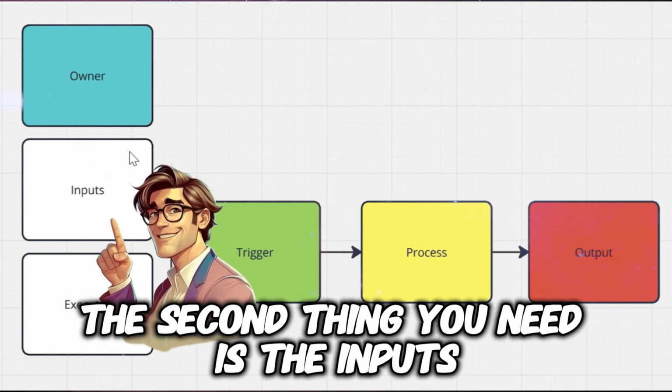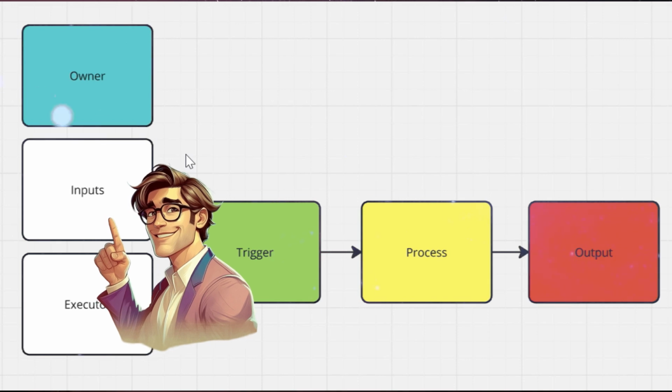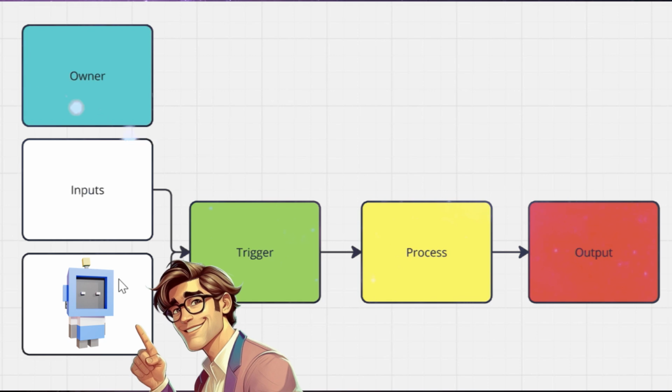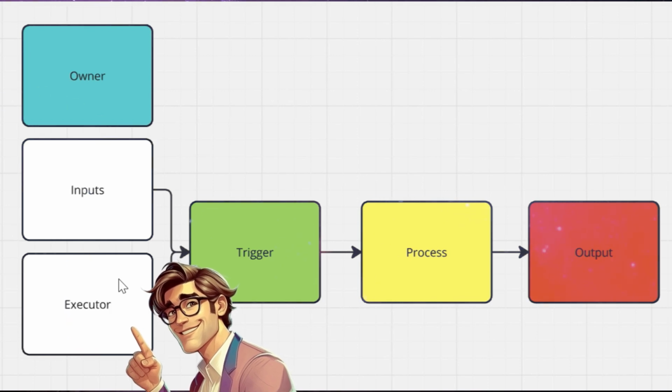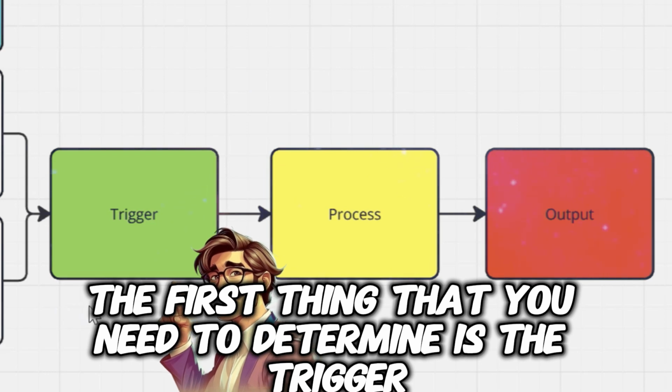The second thing you need is the inputs. So what kind of software are you using? What do you actually need in terms of information? And the third thing you need is the executor. So who is actually carrying out this process? Who is responsible for this process? Once you have that, the first thing that you need to determine is the trigger.